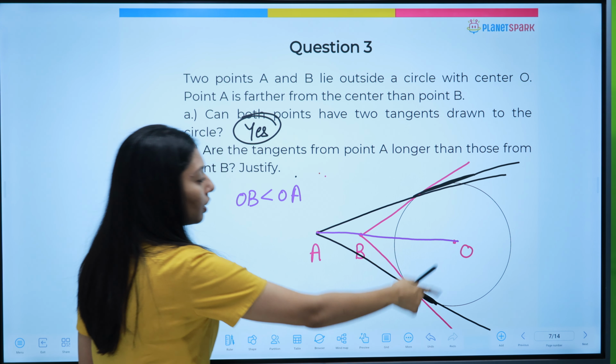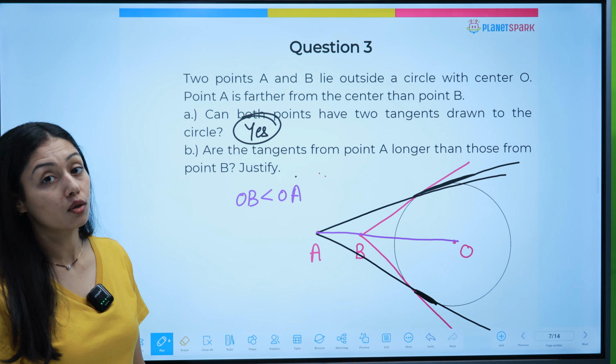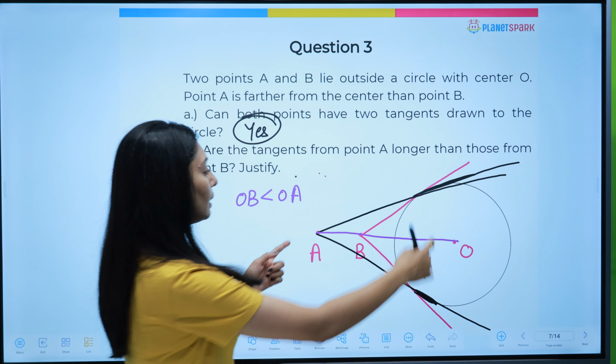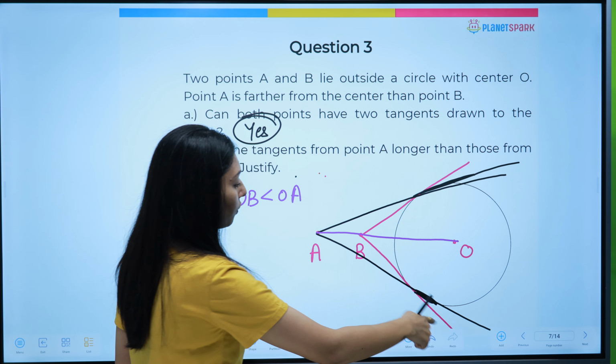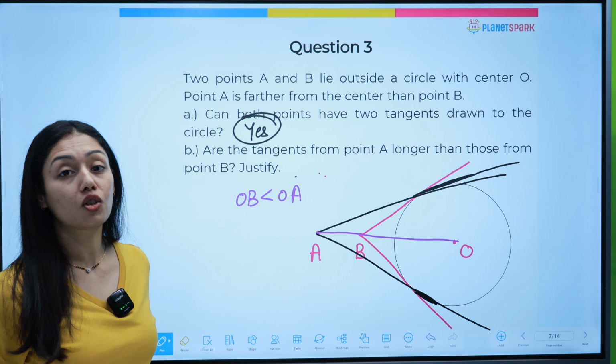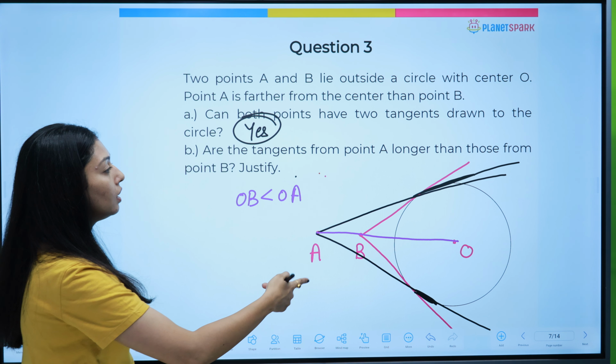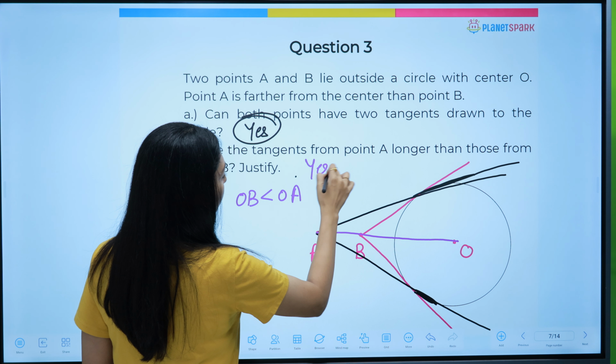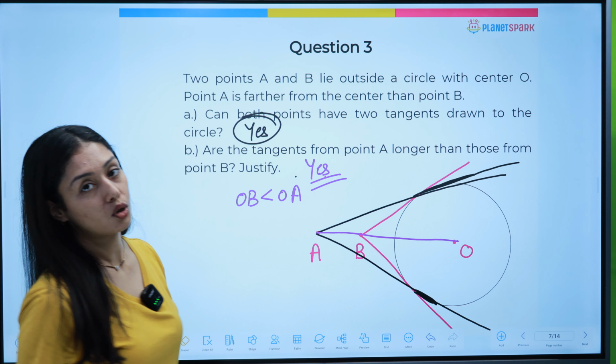Radius will be the same. Again, triangles will be forming. You can use Pythagoras theorem in the relationship, and there also you can prove that the lengths of the tangents for A will be longer than those for B.